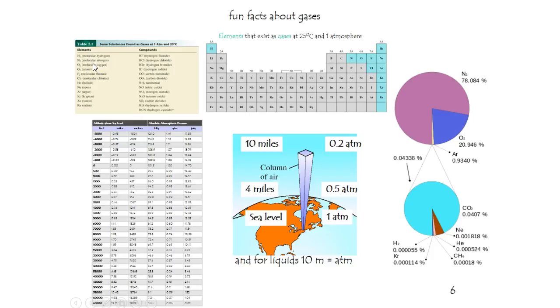A lot of them are in fact diatomic, so hydrogen, nitrogen, chlorine, things like that exist as Cl2. There's also lots of compounds that exist as gases, things like hydrogen fluoride, sulfur dioxide, nitric oxide, ammonia, things like that. So they're just some of the common gases you'll be working with.